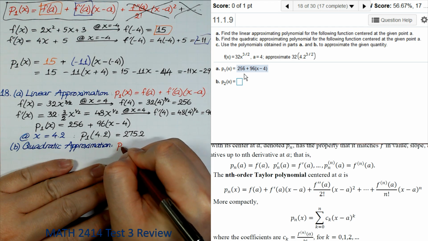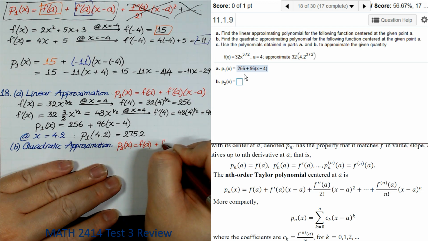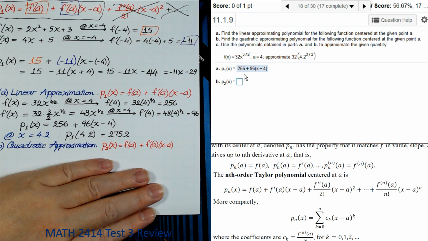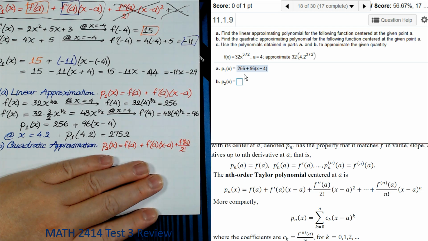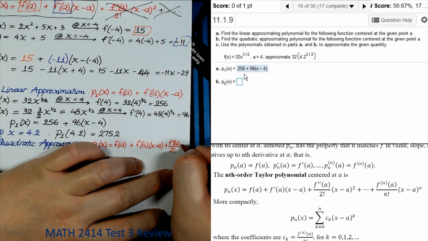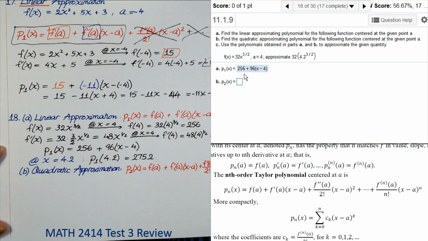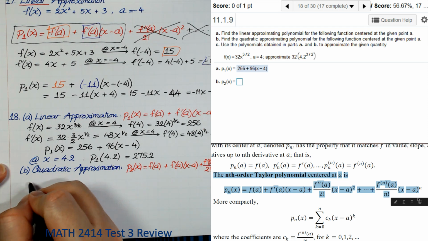So that will be P2. Right. All we do is we add one more term, second derivative over 2 factorial, and then x minus a squared. So we just add one term of the Taylor polynomial. So we're going to have this, and then we add something new to it.